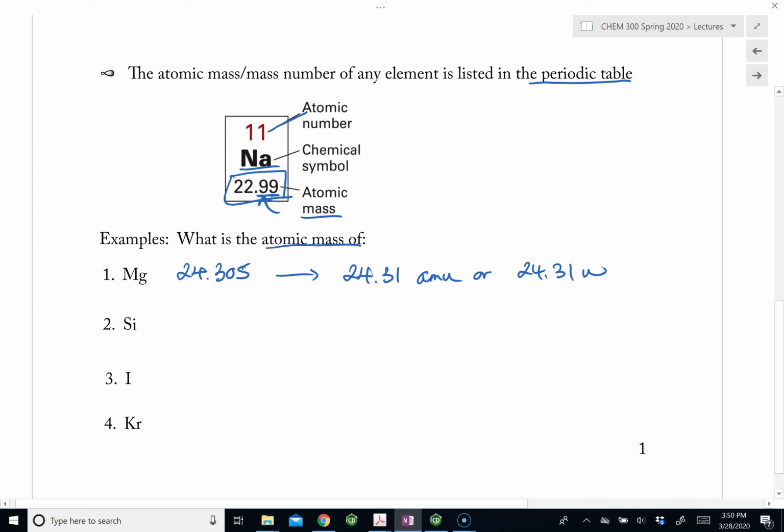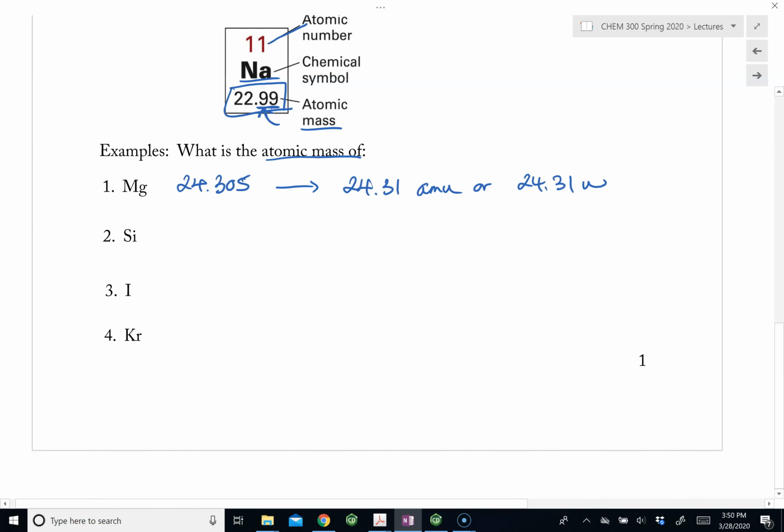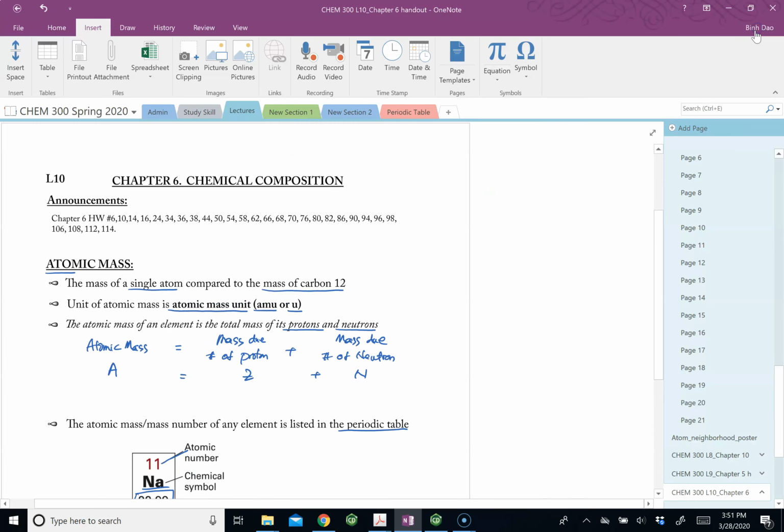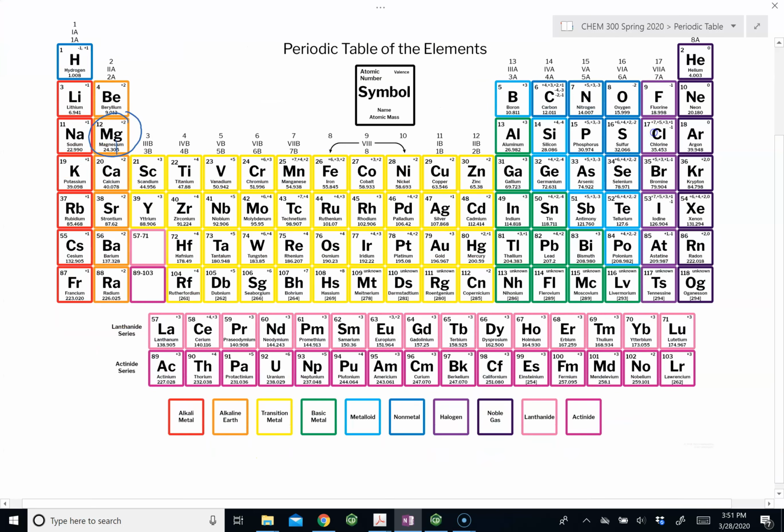And that will be the atomic mass of any element. Let's now try another example. What would be the atomic mass of silicon? And again, let's look it up on the periodic table. So here is silicon right here, and here is the atomic mass, 28.086.